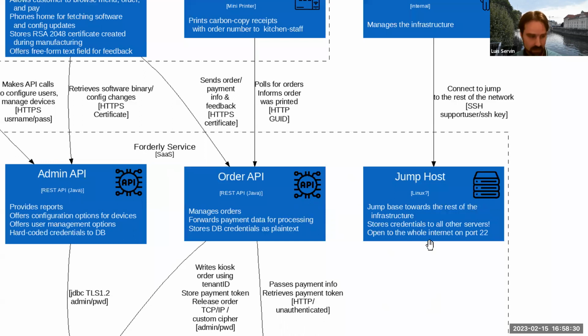And on the other hand, this beauty has all credentials to all other servers in plain text inside, or I don't know, some path inside the support user account. So game over, right? As soon as someone gains access to this jump server, it's game over. They have access to the whole infrastructure. And it's, of course, open to the whole internet on port 22. So I don't know, do they need it all the time? Could it be a Bastion host? I mean, we don't even know if it is running in the cloud.